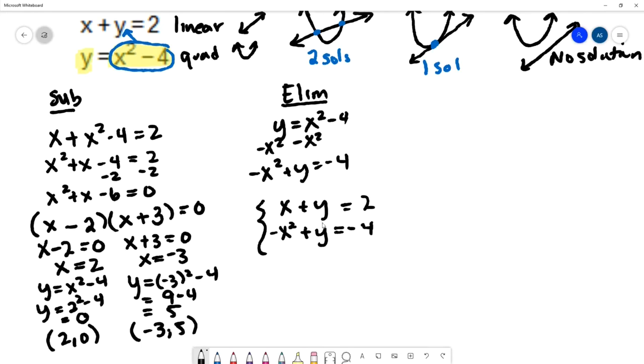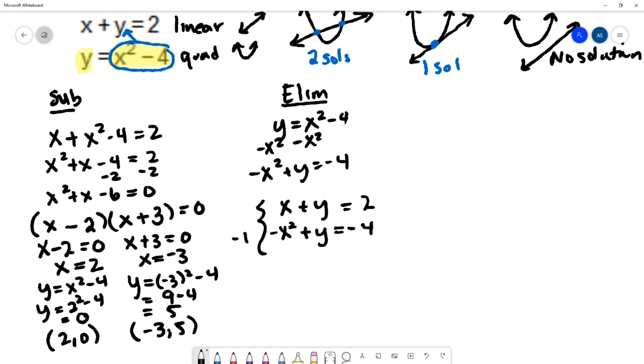We have y and y, those are like terms, and we'll be able to eliminate the y. We need the y to have the same coefficient and the opposite sign. Right now they have the same coefficient, but not the opposite sign. So I'm going to multiply a -1 onto the equation.